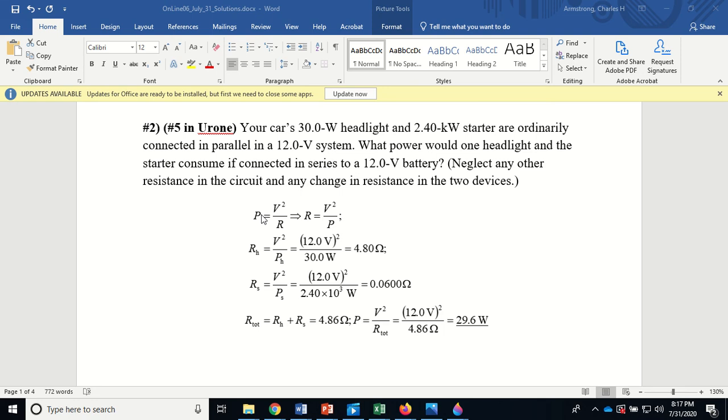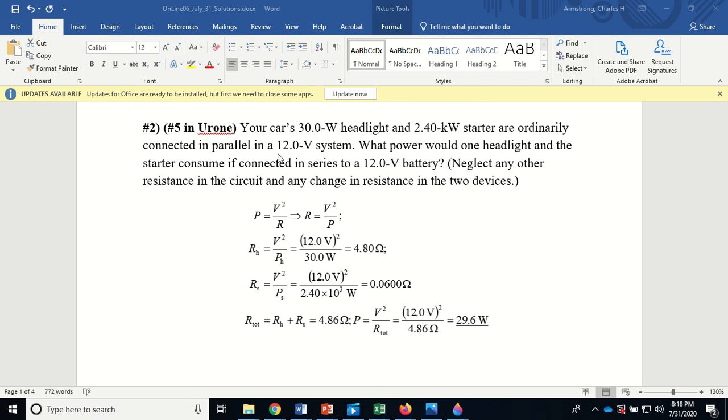So we just figure out how to find the resistance, and we have the power and the voltage. We've got the 12 volt system, we've got the wattage. So you solve for R: V squared over P. For the headlight, you'd have 12 volts squared divided by your 30 watts. Your resistance for your headlight would be 4.80 ohms. For your starter, still 12 volts, but now you've got 2.4 kilowatts. So you square your 12 volts divided by 2.4 kilowatts, and you get 0.06 ohms. That'd be the resistance of your starter.